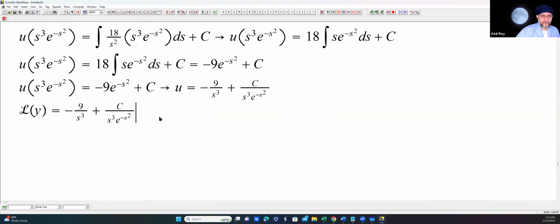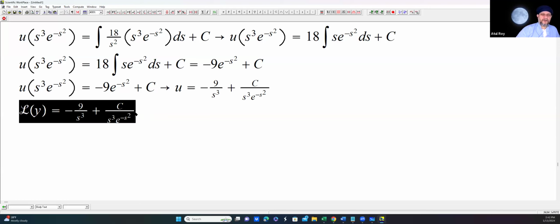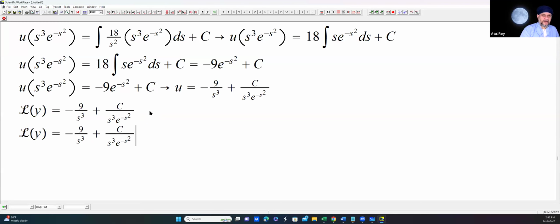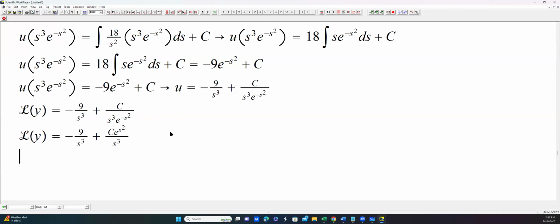Y is this, right? Or in other words, we may do this also, that this guy here can be brought upstairs, e to the s square, right? Now, see, Laplace transform has one property, and the property is this, and it should be in one moment.